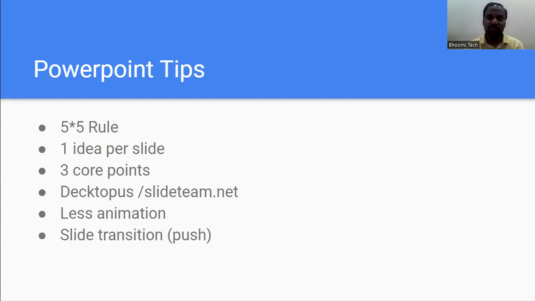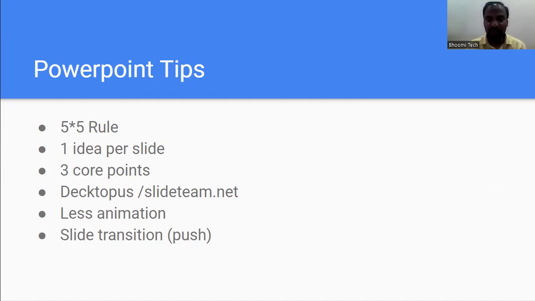And so how do you create your PowerPoint? There are some basic universal rules for PowerPoint. You have to use 5 bullet points and 5 keywords in those bullet points. The 5 rule is 5 bullet points and 5 keywords. And you have to use one idea per slide. Don't mix all the ideas in one slide, and don't jumble it.